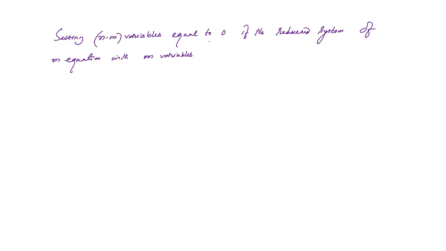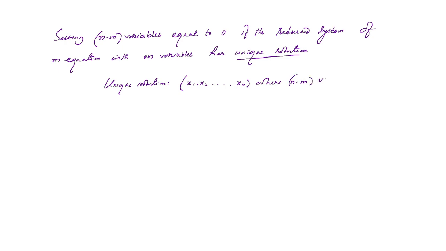Why unique? Because with m equations and m variables the coefficient matrix is invertible. Why is the coefficient matrix of order m cross m invertible? Because the rank is basically m. So it has a unique solution. Then the solution is obtained, the unique solution, where x1, x2, dot dot xn, n minus m variables vanish. That means in the n tuple, some n minus m variables must be 0.